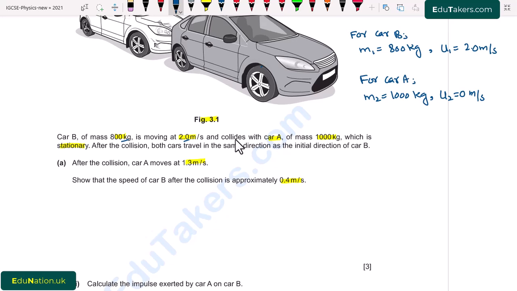Part A. After the collision, car A moves with 1.3 meter per second. It means that the final velocity of car A is equal to 1.3 meter per second. I write here V2 is equal to 1.3 meter per second. Show that the speed of car B after the collision is approximately 0.4 meter per second. We have to find out the velocity of car B after collision.